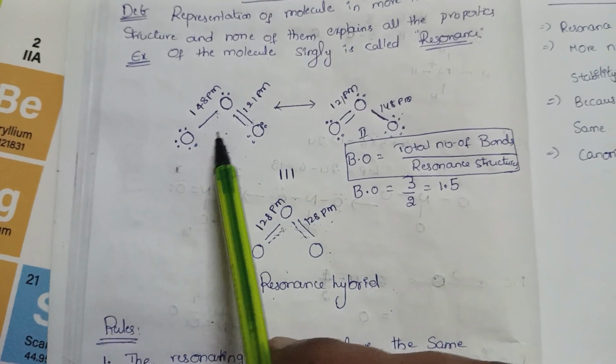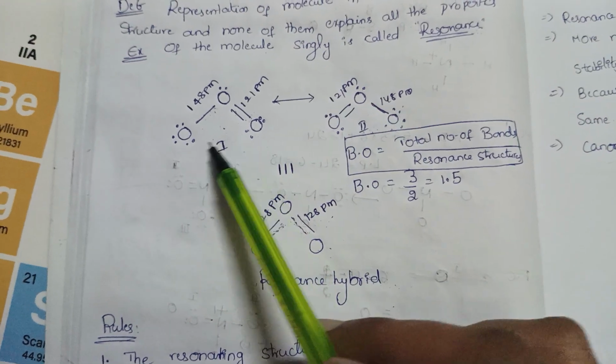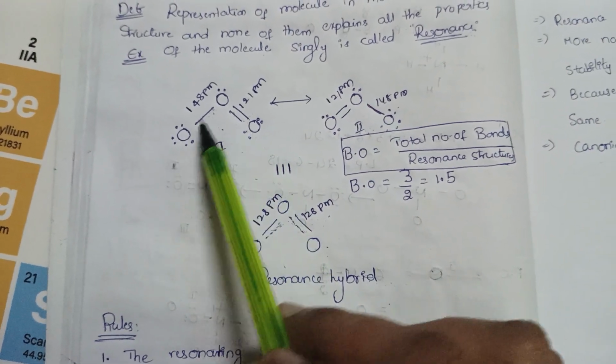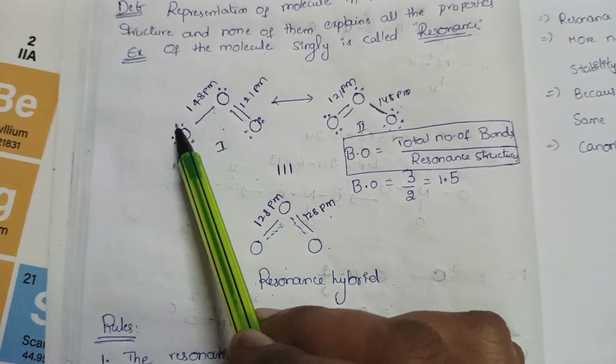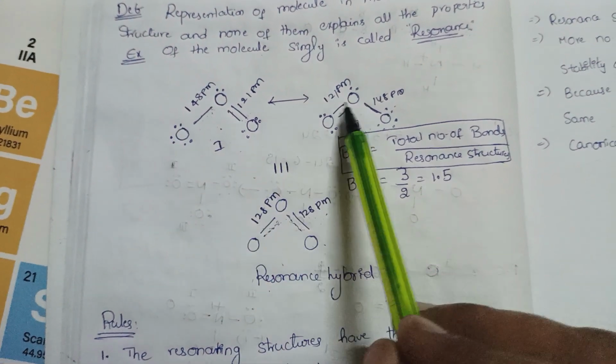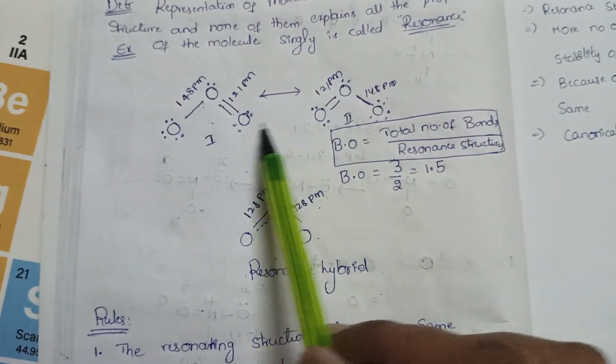The molecule should have the same number of electrons. See here, oxygen 2, the number of electrons should be the same. Okay.